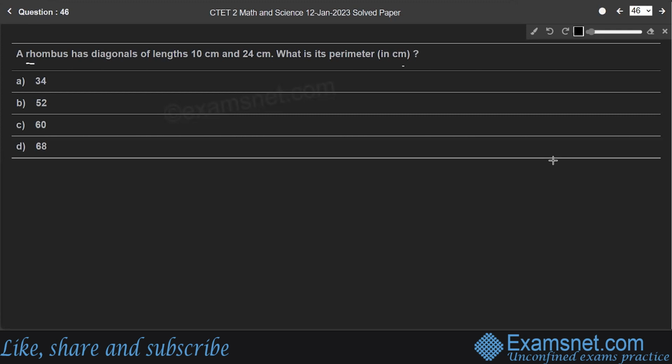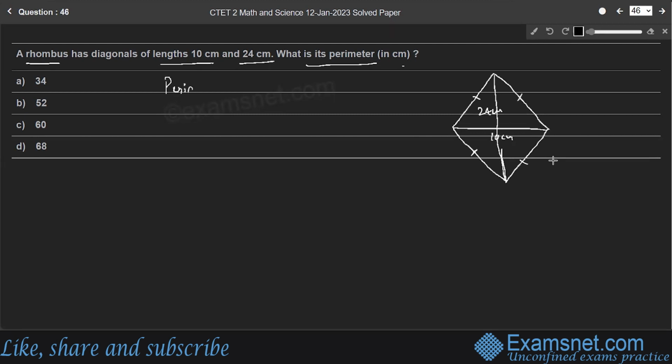Question 46. A rhombus has diagonals of lengths 10 centimeters and 24 centimeters. What is its perimeter? Students will consider a rhombus where all the sides are equal. We'll consider the two diagonals of the rhombus. The first diagonal measures 10 centimeters and the other diagonal measures 24 centimeters. We need the perimeter. The perimeter of a rhombus is the sum of its sides.